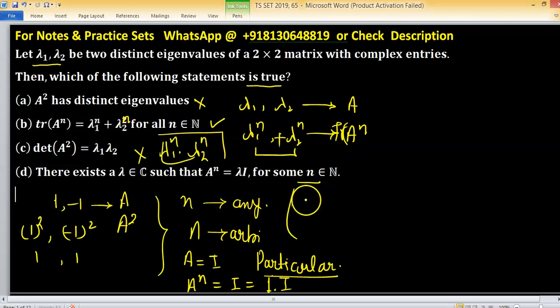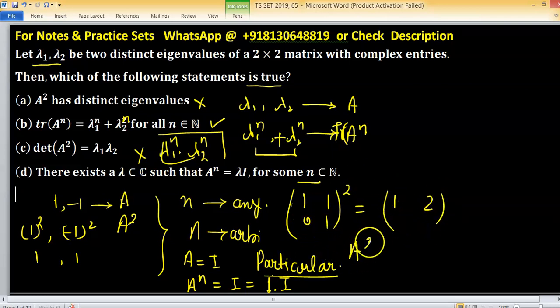Now you can consider another example, the matrix 1 1 0 1. Take the square of it. A square of this one will be 1 2 0 1. So A square not equal to lambda times I. So this is not true for this matrix, so this is not true in general. So the correct option for this problem is option B.